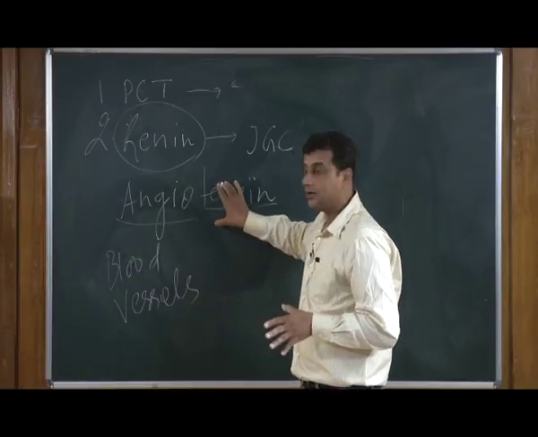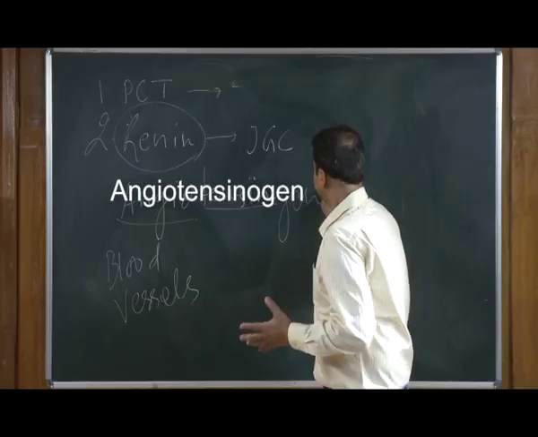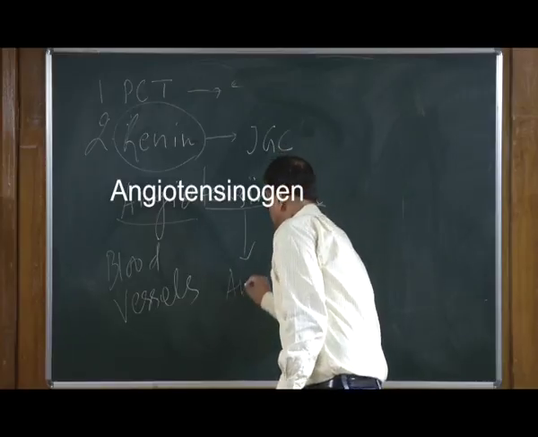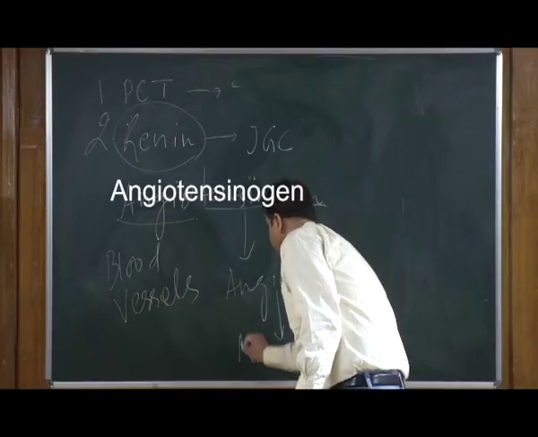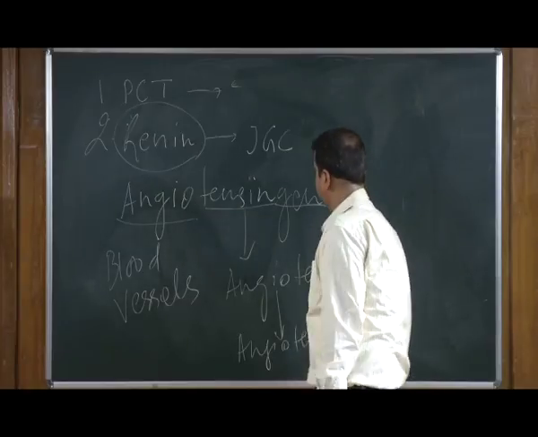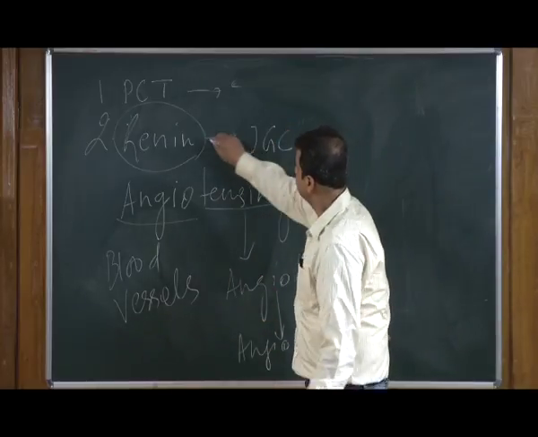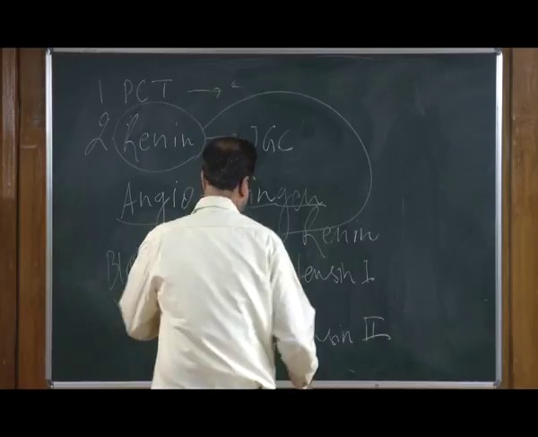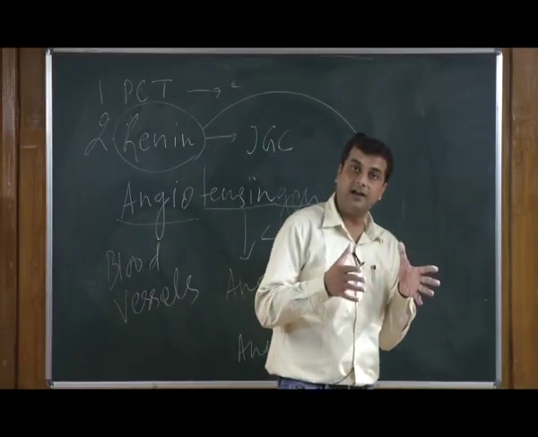Angiotensin is in the precursor form. We call it angiotensinogen. So angiotensinogen is the precursor of another form which is called angiotensin 1, which is converted into angiotensin 2. Now this angiotensinogen conversion into angiotensin 1 is done by the enzyme called renin. So angiotensin 2 is what causes the increase in the blood pressure. How?